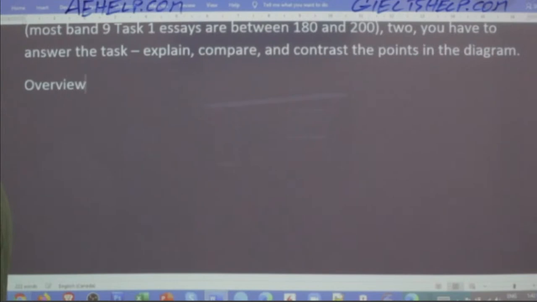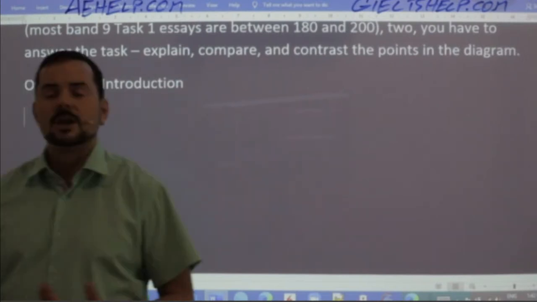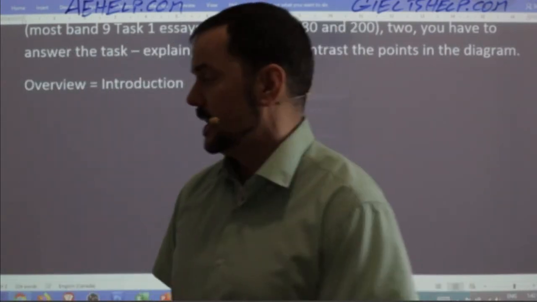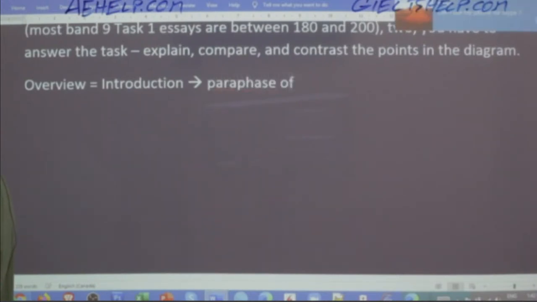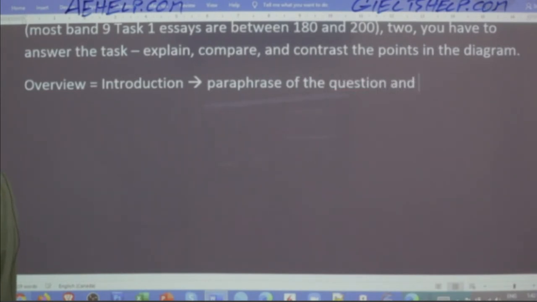Overview equals introduction. There's no difference. These two words are basically synonymous when it comes to an expository essay. This is an expository essay where you explain your ideas using third-person voice. So the overview equals the paraphrase of the question and the main feature.